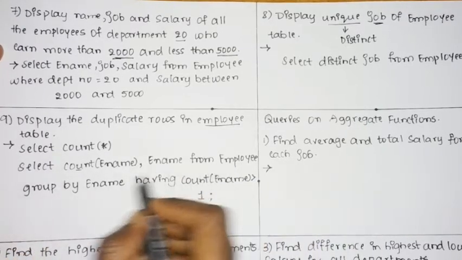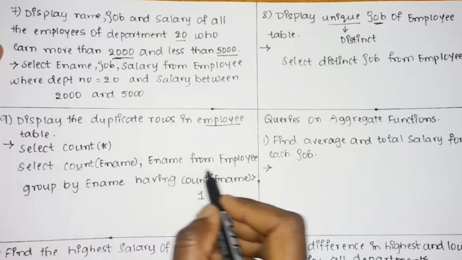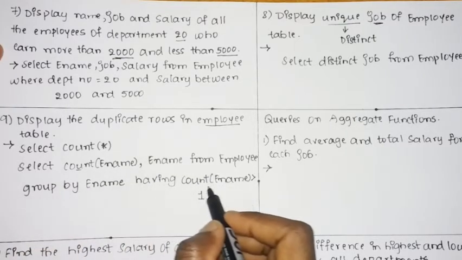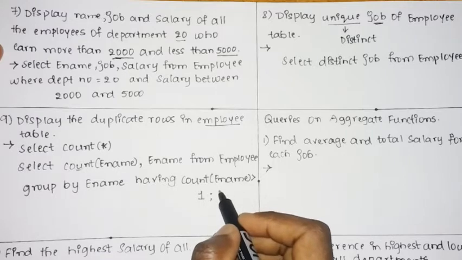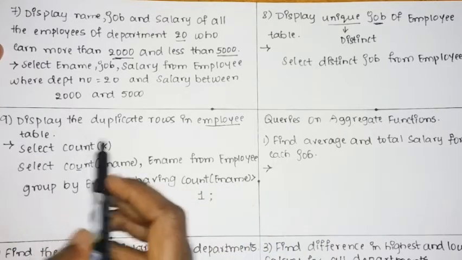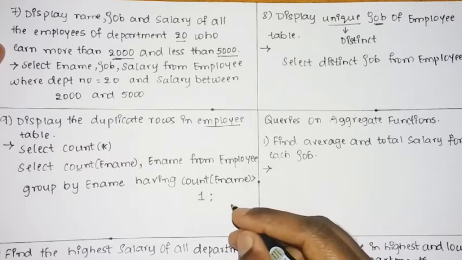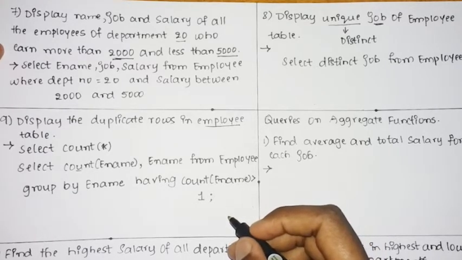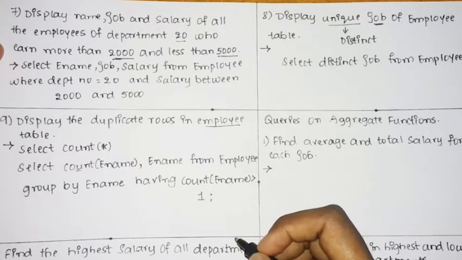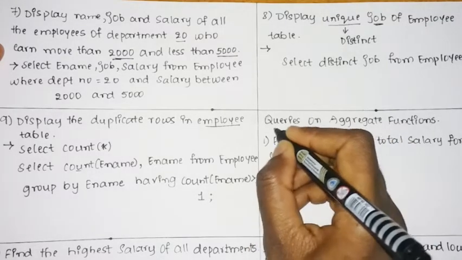Then you are going to group by the employee name, having count of employee name greater than 1, because you need to display the duplicate rows from the employee table. So these are the common SQL queries that will be asked with the help of a select clause. For all the queries you are going to use a select statement, because if you want to display anything, like employee name or the department number from the table, you must use the select clause.